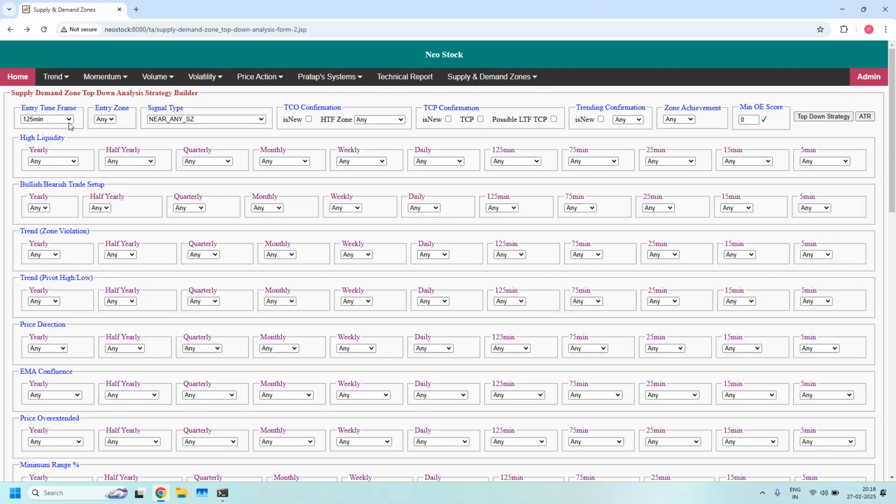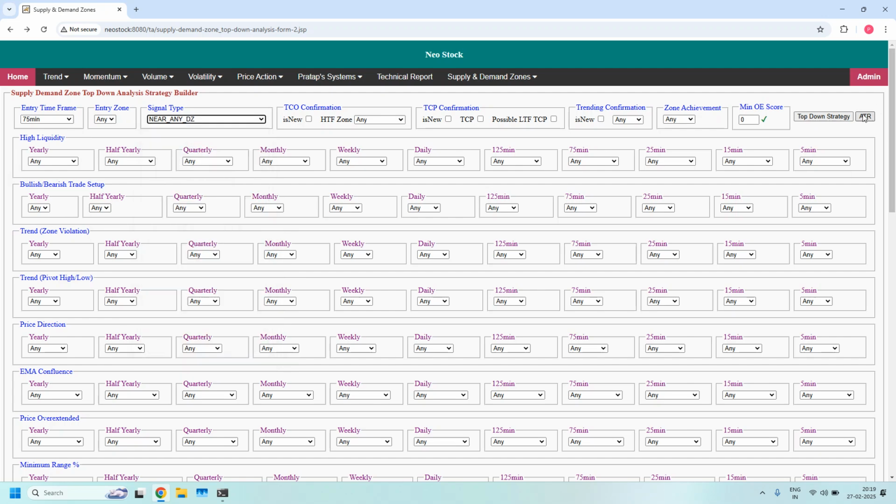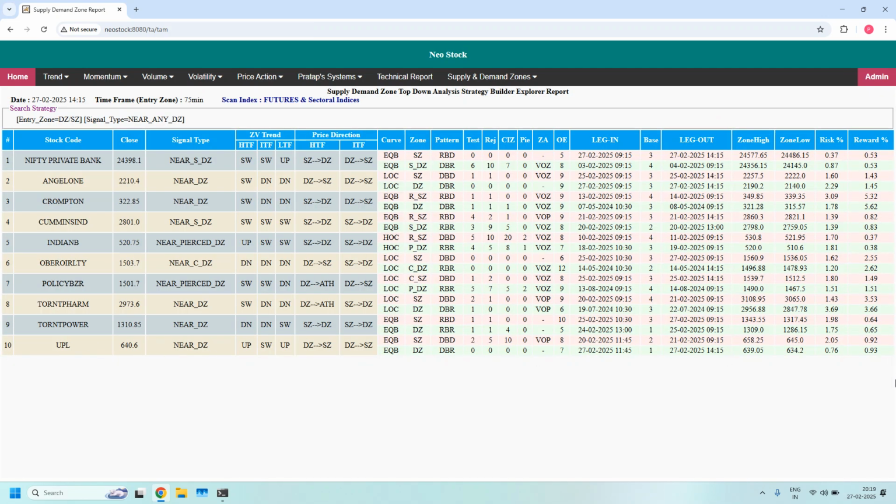Okay, next time frame is 75 minutes. Entry time frame 75 minutes. So let us find the stocks near the 75 minutes demand zone. We got 10 stocks. Let us identify high liquidity zones from this list. NIFTY Private Bank is not listed in F&O, so not focusing on this high liquidity zone.